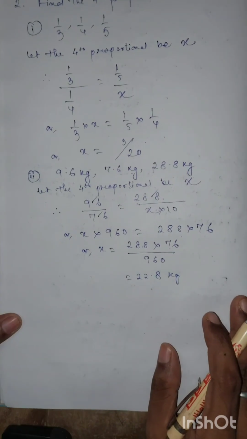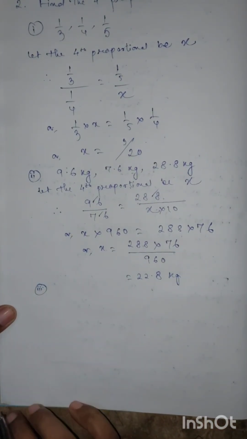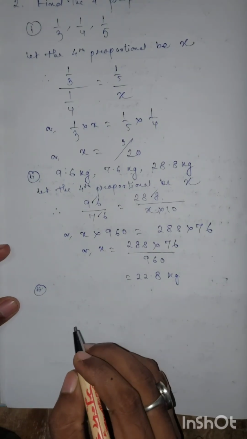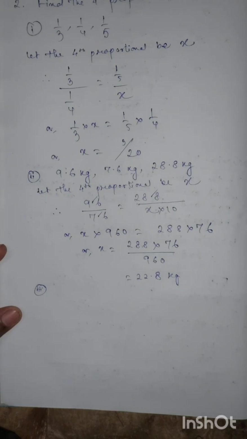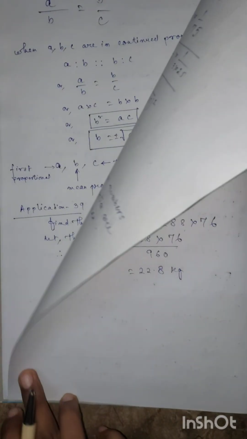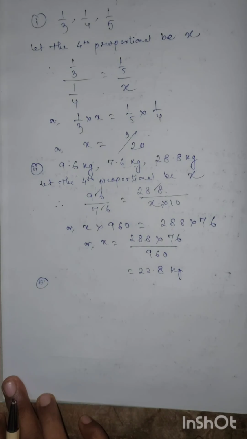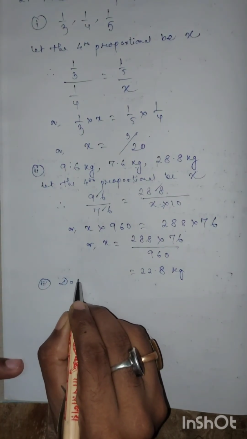Now question 3, Roman 3 of 2. I am leaving one question for yourself. I am leaving question number 3 for you. Okay, do it yourself.